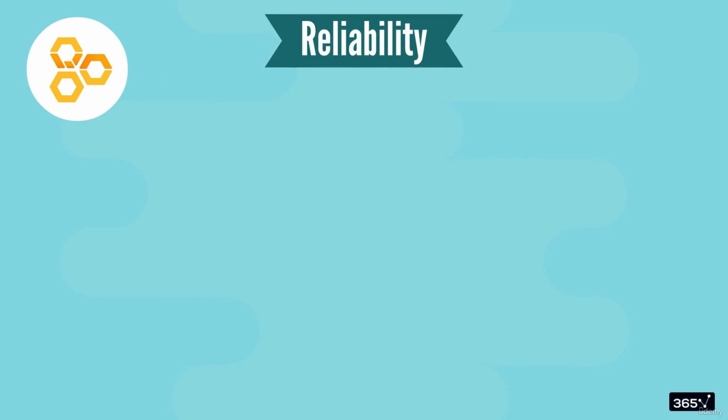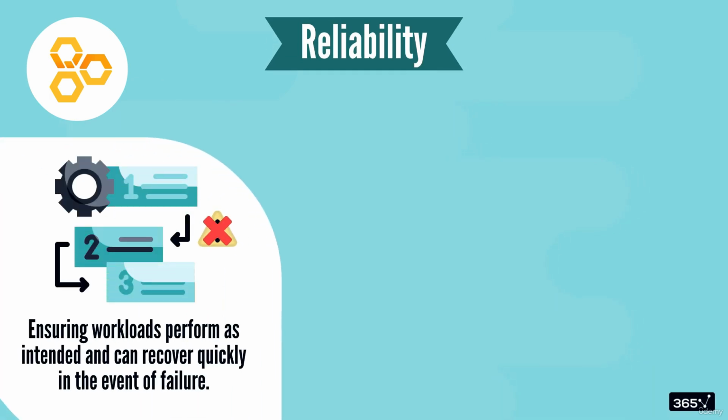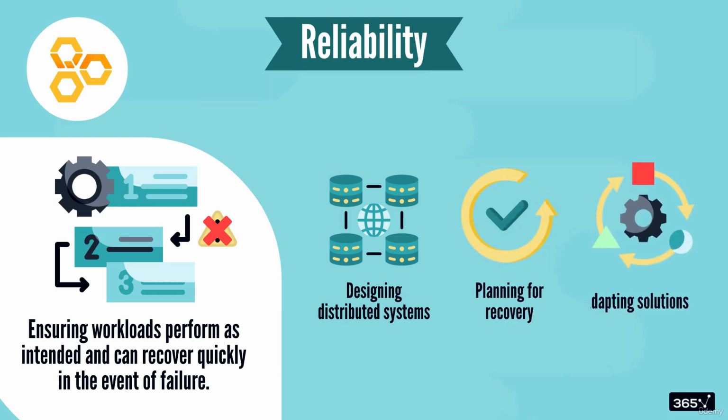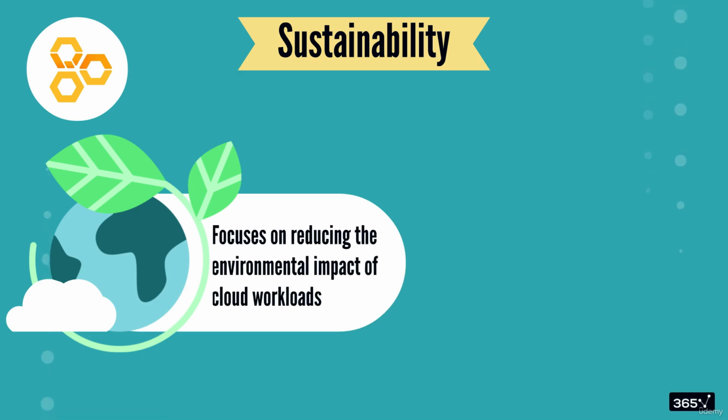5. Reliability. This pillar is about ensuring workloads perform as intended and can recover quickly in the event of failure. It covers topics like designing distributed systems, planning for recovery, and adapting solutions as requirements change, all while maintaining operational continuity.